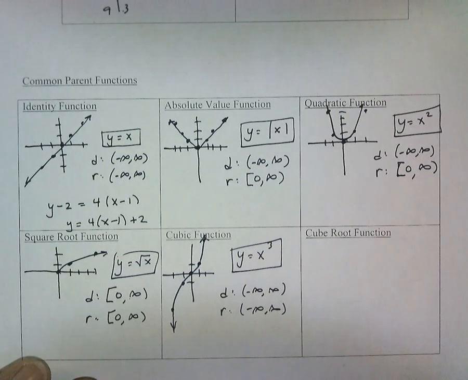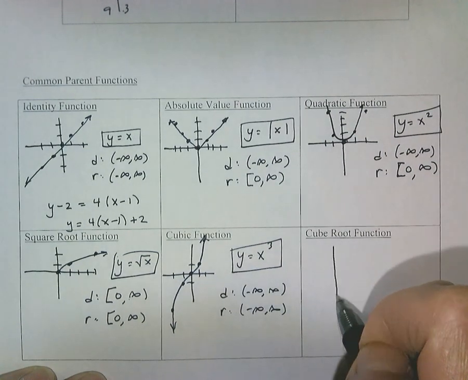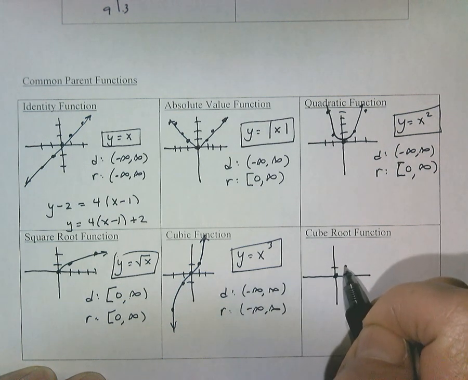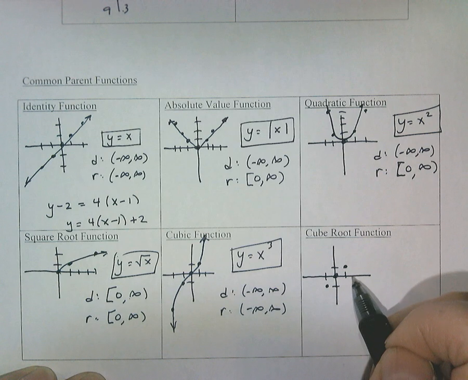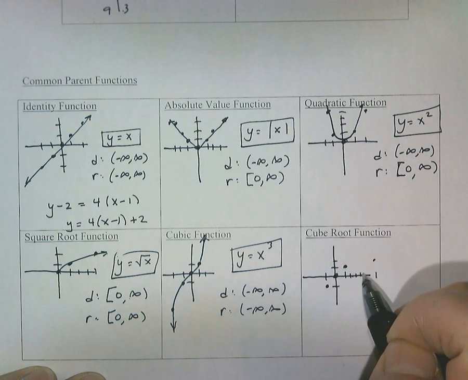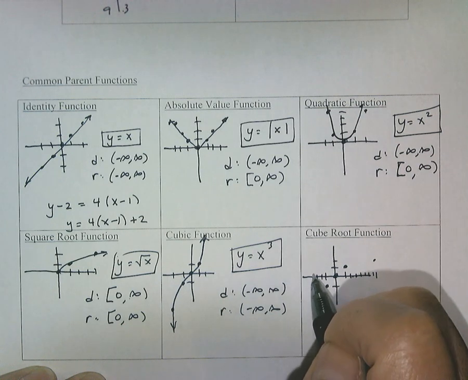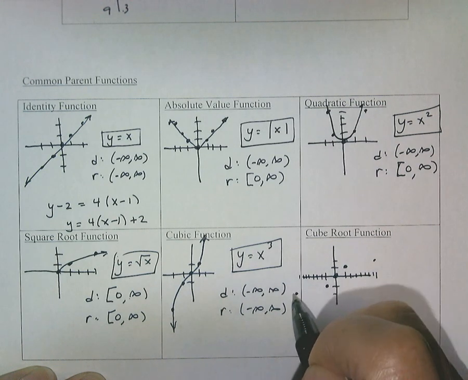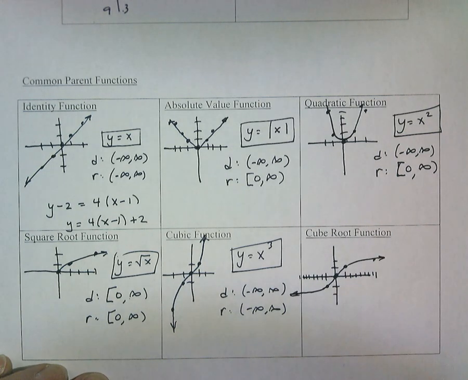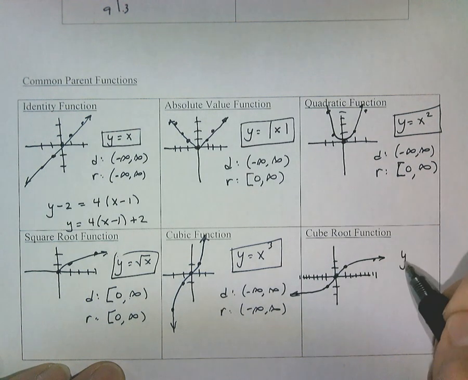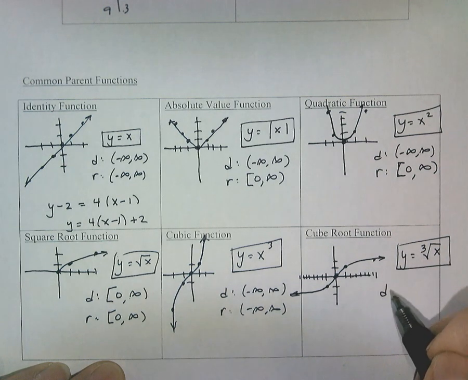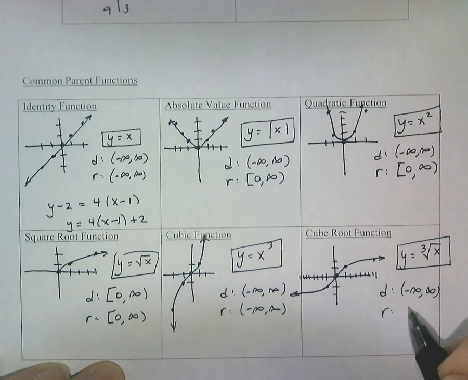And the last one, and all these are also in your textbook, is the cube root function. The cube root function is the inverse of the cubic. So 0, 0, 1, 1, negative 1, negative 1. But instead of going to 2, 8, it's going to go to 8, 2. 1, 2, 3, 4, 5, 6, 7, 8. Squeezing it in there. They look very similar, and we're going to actually study inverse functions in the next unit. So it would be y equals the cube root of x. My domain is all real numbers, and my range is all real numbers.